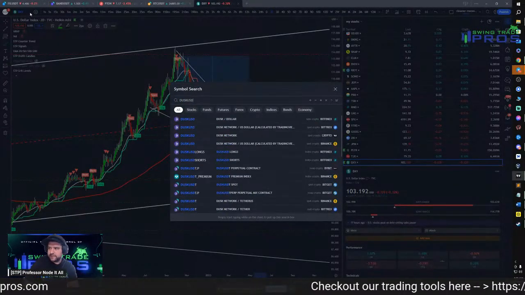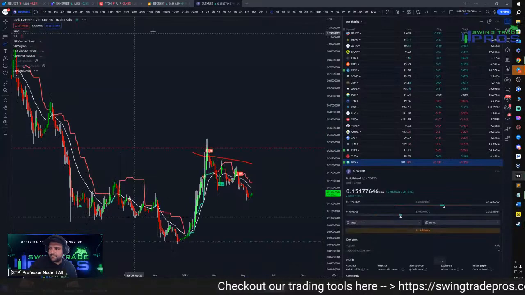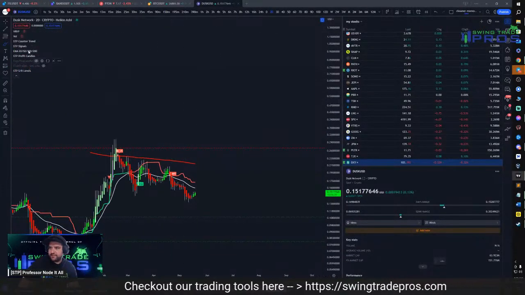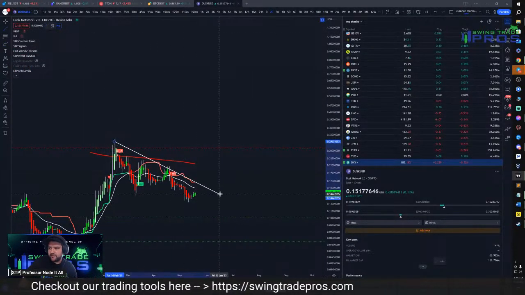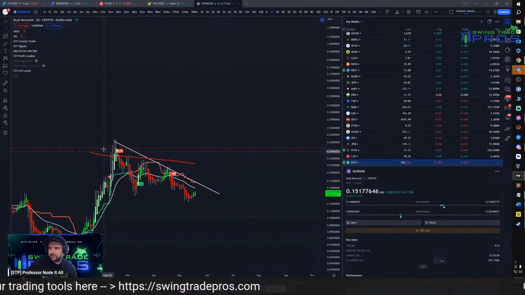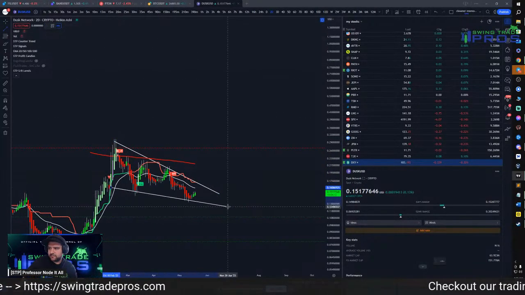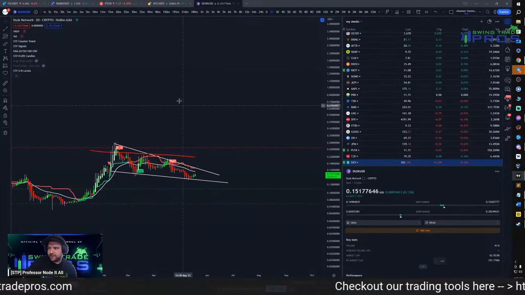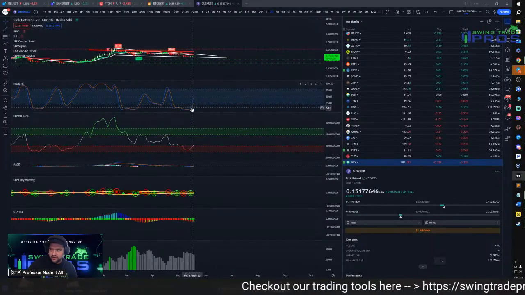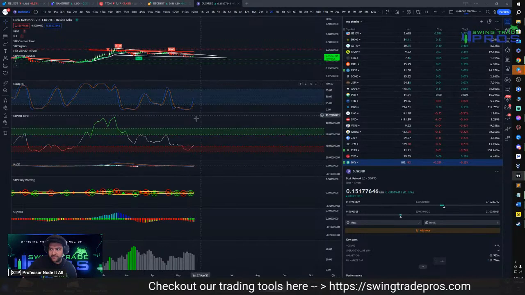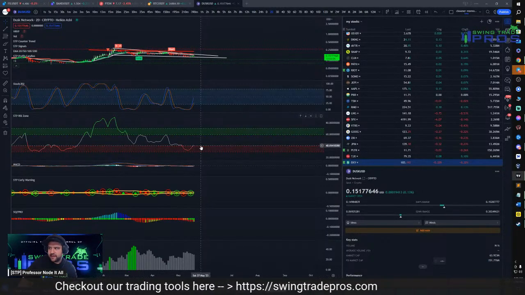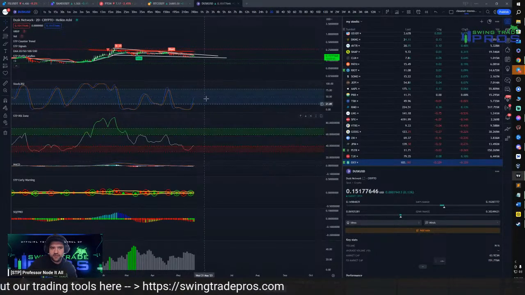Dusk. Take a look at dusk. Sure, let's take a look at it. Flagging, right? This looks like a nice flag here on dusk. Maybe a wedge setup here on dusk. 2-day chart. Stochastics elevated here above 20, so that's nice. You can see that you're coming back into neutral from bearish, so that's great.